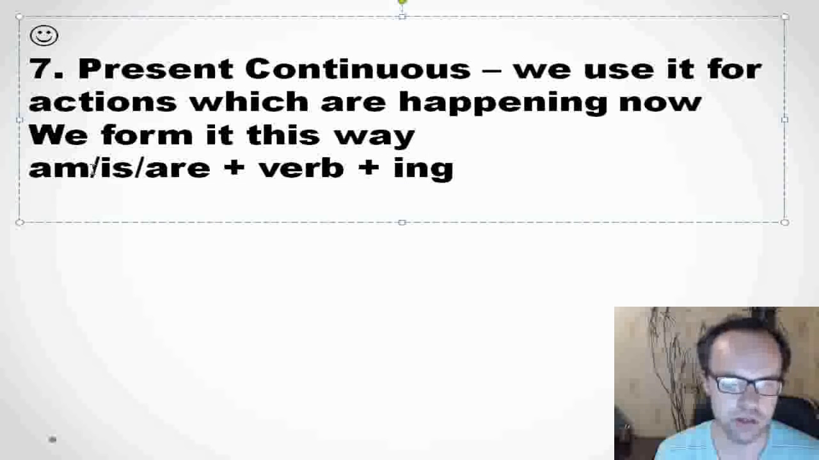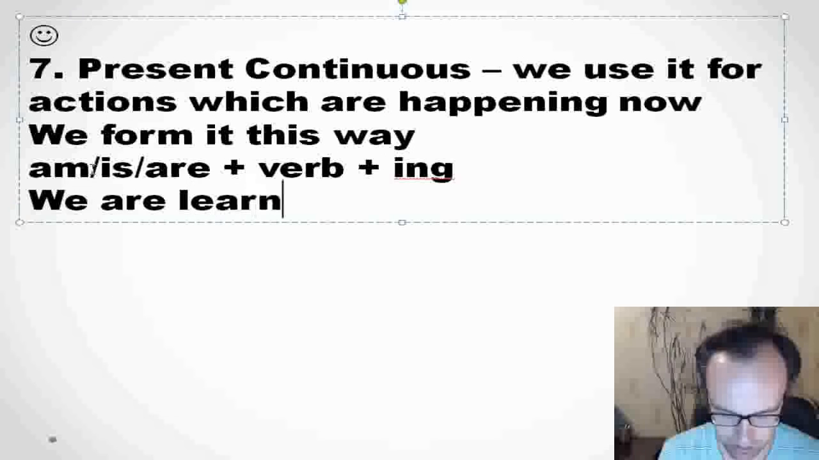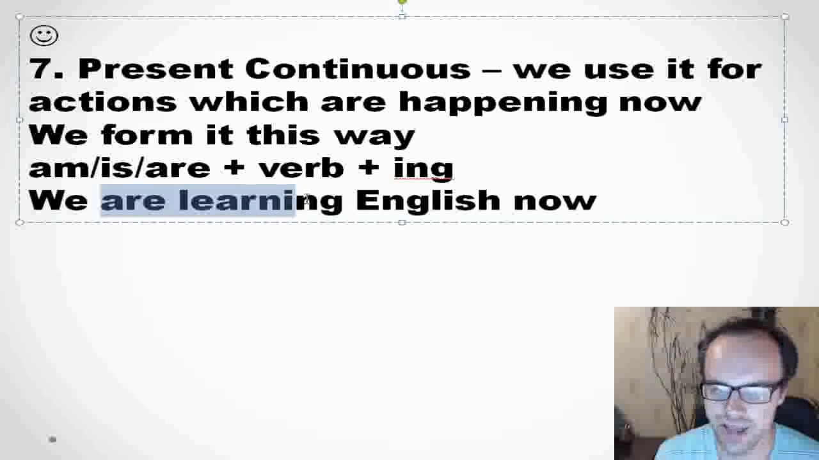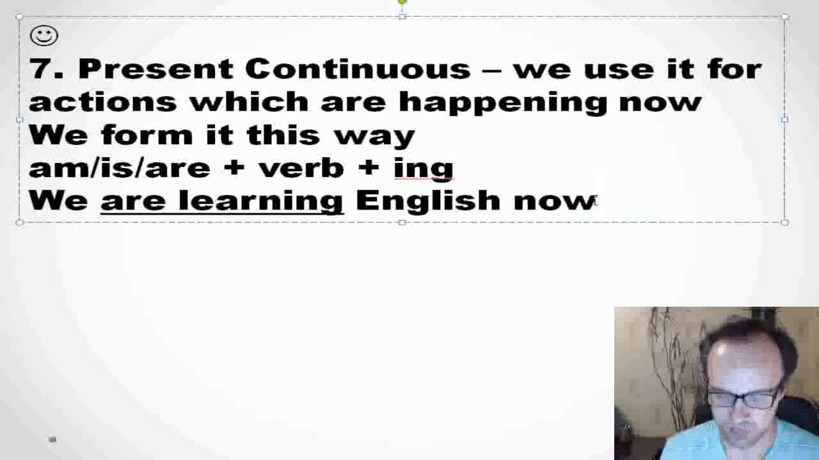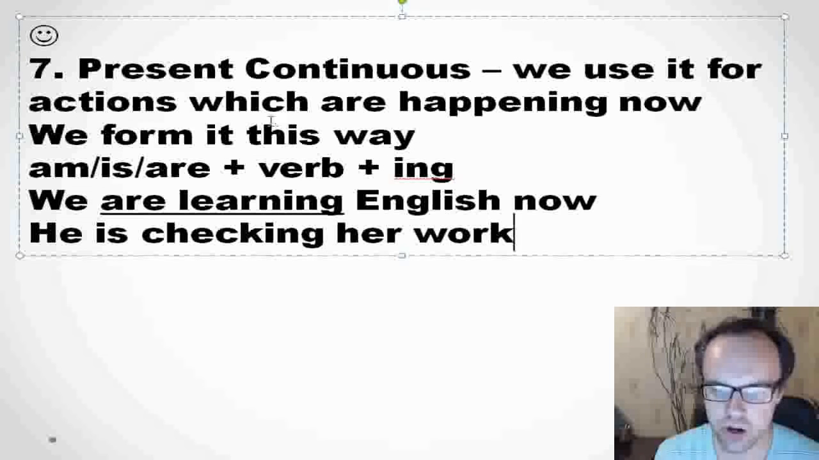So I am, he, she, it is, we, you, they are. So we are learning English now. Learn is a verb, and you add ing. We are learning English now. Next, he is checking her work. Check is a verb, you add ing, and you have the verb to be before it. So he's checking her work.